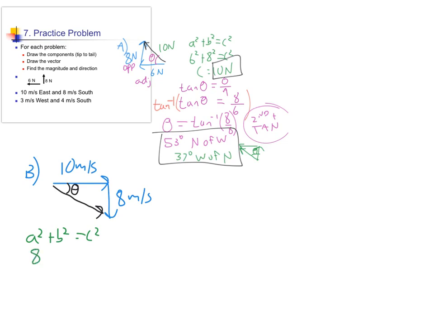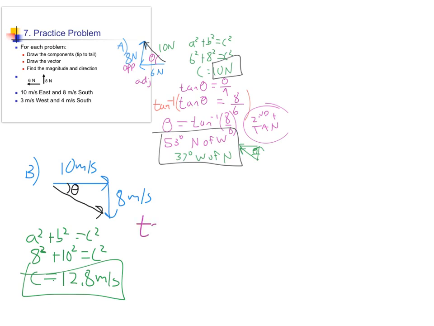So we have 8 squared plus 10 squared equals c squared, which means that our hypotenuse here is going to be 12.8 meters per second. For the angle now, we're going to use our inverse trig, and I'm just going to jump right to this. Tangent of that angle is going to be equal to my opposite side, which in this case is this 8 meters per second, over my adjacent side of 10 meters.